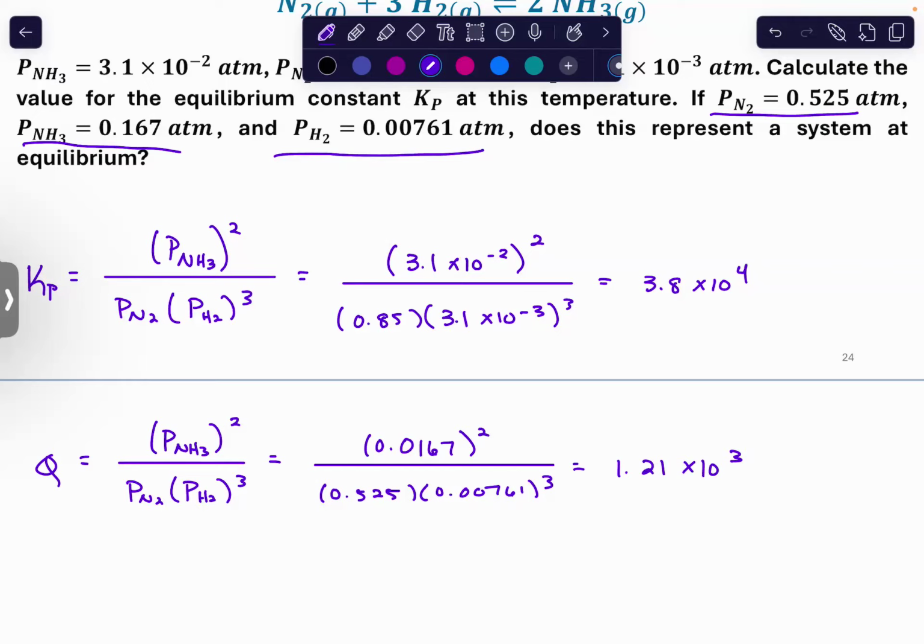Okay. So you can automatically tell this system is not at equilibrium. That second set of pressures does not reproduce the same equilibrium constant. Now, here in a little bit, you're going to know what to do with both Q and K to know which way a reaction is going to proceed. If Q equals K, you're at equilibrium. Which you see we're not here.